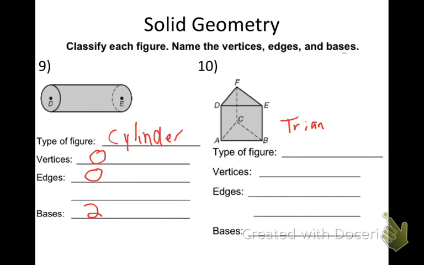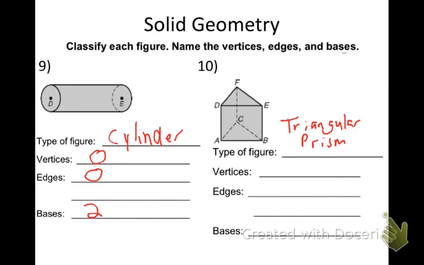That is a triangular prism. How do you know if it's triangular or rectangular? Because it has triangles for its bases. The bases say it is. How many vertices does this have, Martina?